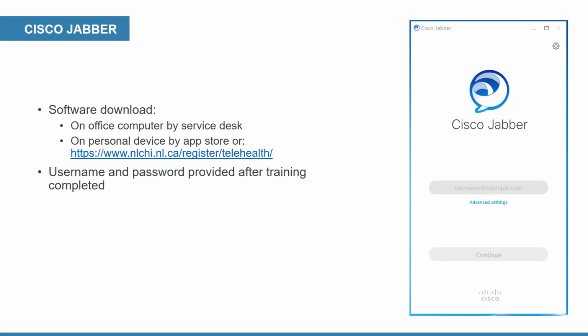Jabber is the secure encrypted software that is downloaded on the device that you will be using for telehealth. There is an online request form for providers to submit a request for a Jabber account. If you plan to download Jabber on a corporate or regional health authority device, your local service desk will assist you with this process. If you plan to put Jabber on a personal device, it is downloadable using a link for laptops and PCs or in the App Store for tablets and smartphones.